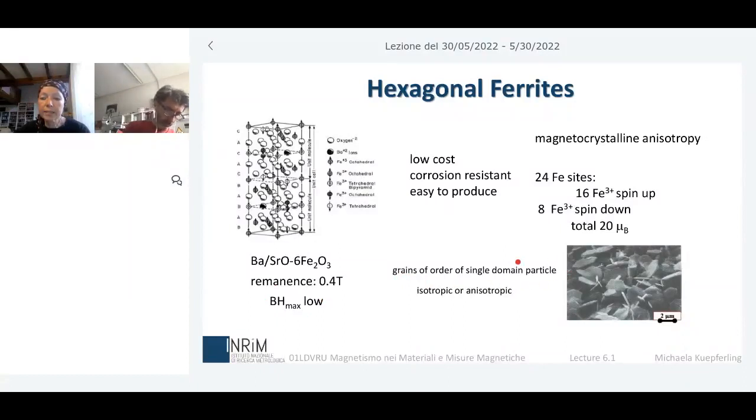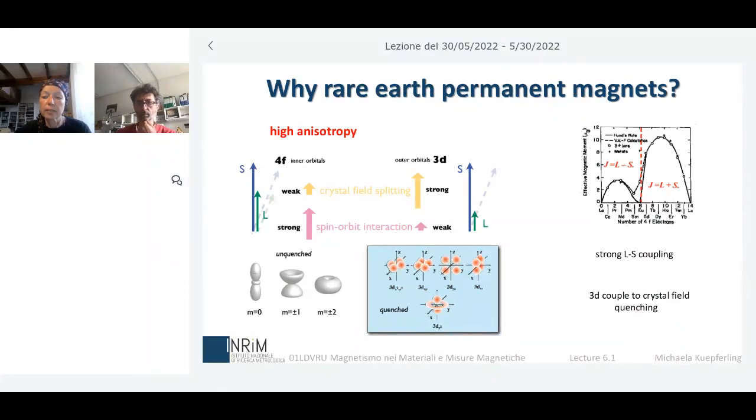One nice thing is that additional to the magnetocrystalline anisotropy, the material forms in these platelets, in these hexagonal platelets, and these can be prepared in a way that they have exactly the size of a single domain particle. And so we are again in the Stoner-Wohlfarth case where we can have maximum coercivity. We can prepare them isotropic or anisotropic, both materials are used quite a lot.